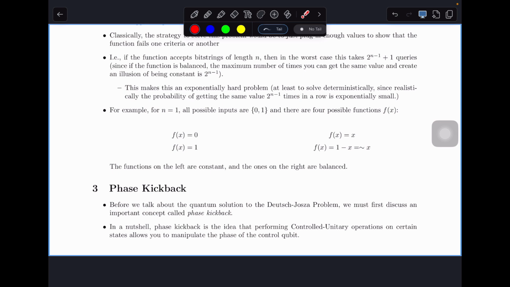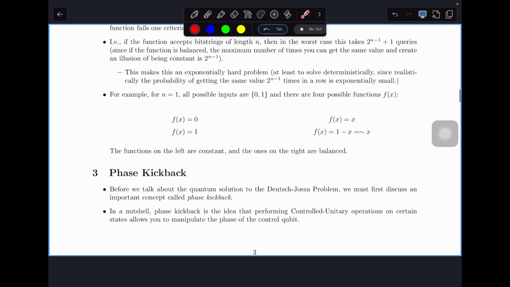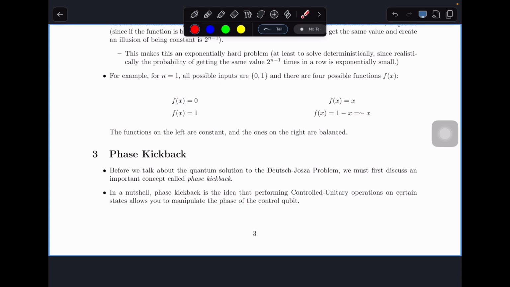In the worst case, you draw the same value of the function 2 to the power of n minus 1 times in a row. Again, is this probable? No. But we're just interested in the theoretical worst case behavior of this classical algorithm. And then we need to call the function one more time in order to have measured over half the search space to completely rule out that the function could be balanced, that it is 100% constant. So this makes it an exponentially hard problem in the worst case, at least for deterministic approaches, which are all that we're going to study here because it's outside of this discussion to consider probabilistic algorithms.